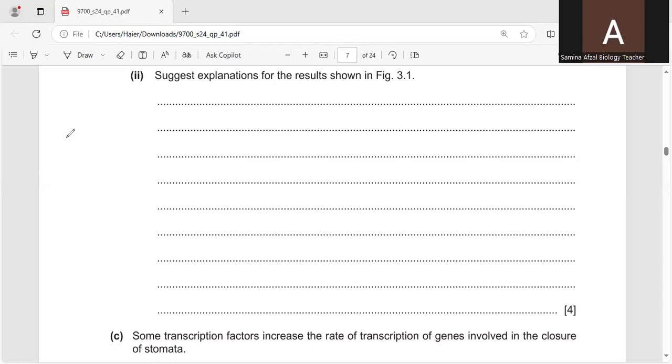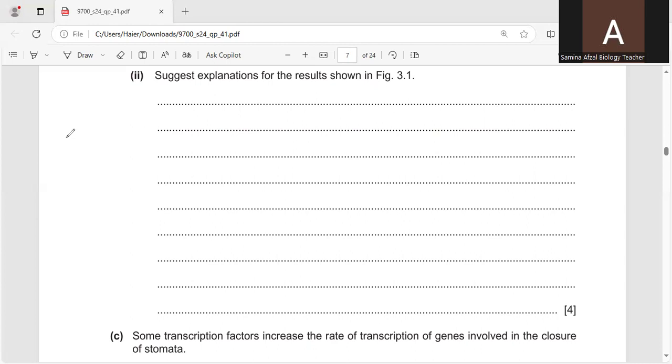So it means ABA binds with the receptor proteins at the guard cell surface membrane. In this way it binds, and then it inhibits the proton pumps, stopping hydrogen ions from being pumped out. So hydrogen ions do not move out. Also, ABA stimulates the movement of calcium ions into the cytoplasm, because calcium ions act as second messengers. When calcium ions act as second messengers, they activate channel proteins to open, which allow negatively charged ions to leave the guard cells.